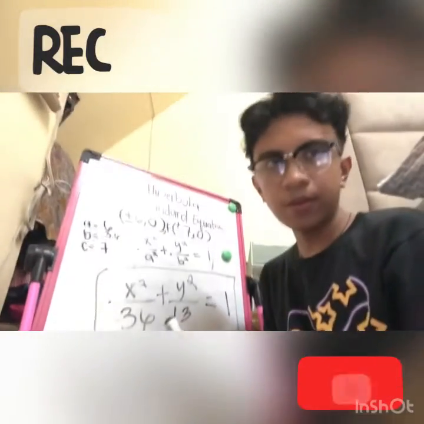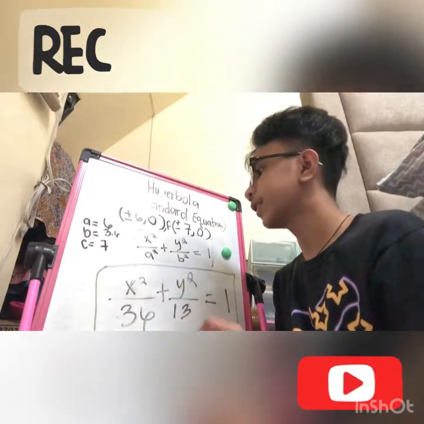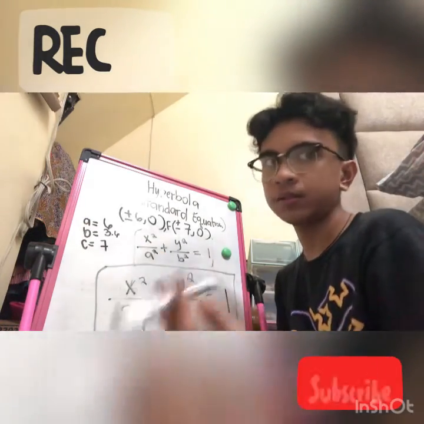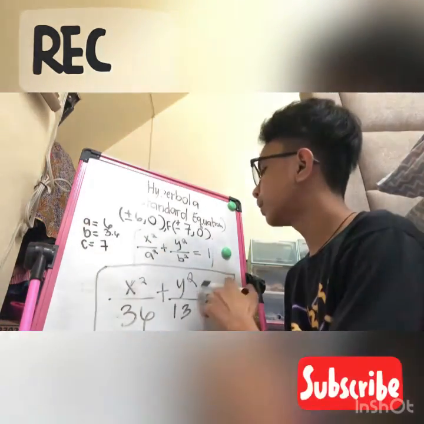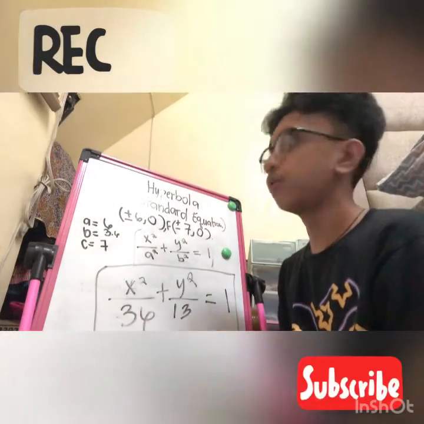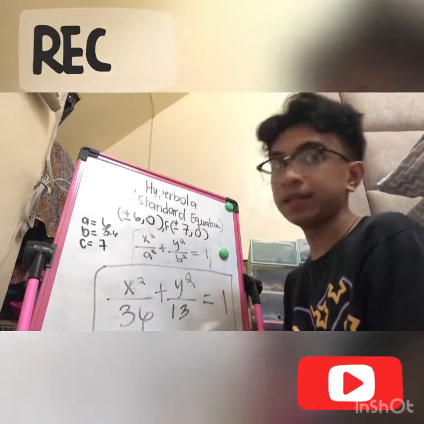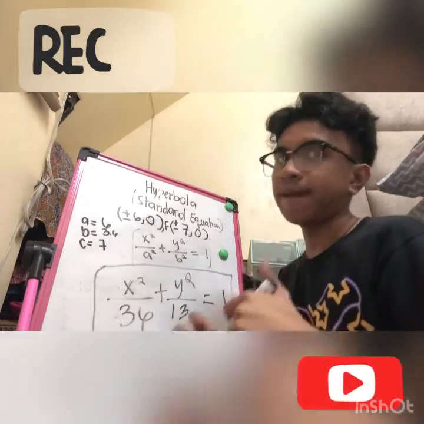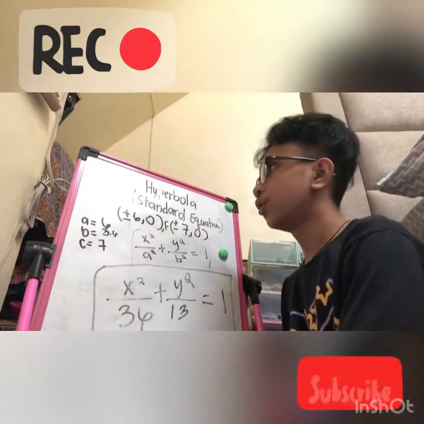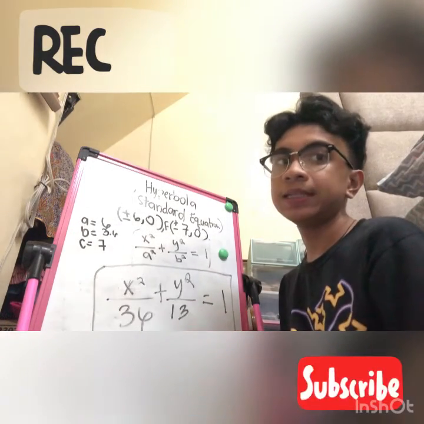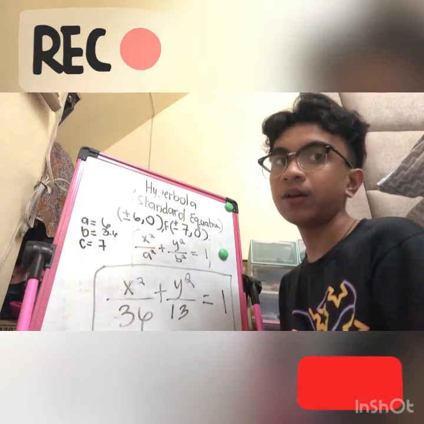So, now, the final answer is x squared over 36 because a squared, 6 times 6, 36. And y squared over 13, so 3.6 square root 13 is equals to 1. Now, this is the answer for standard form of equation in the center origin.